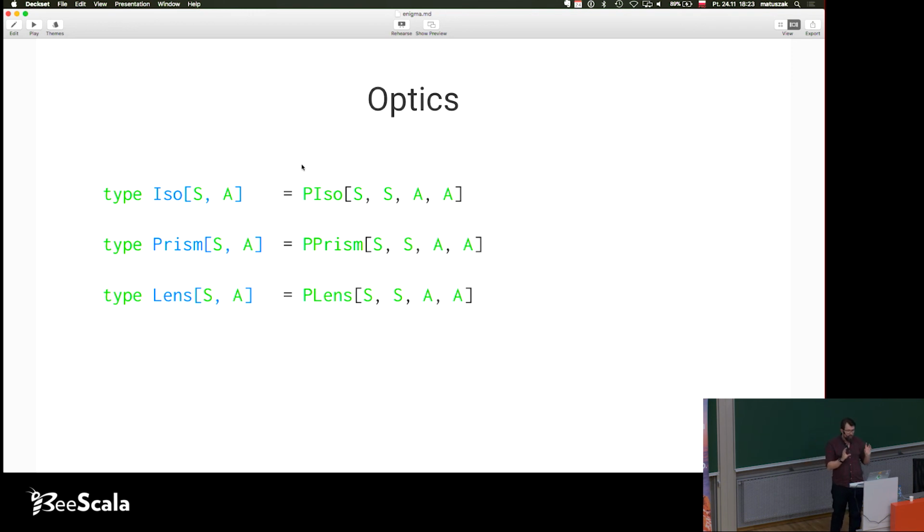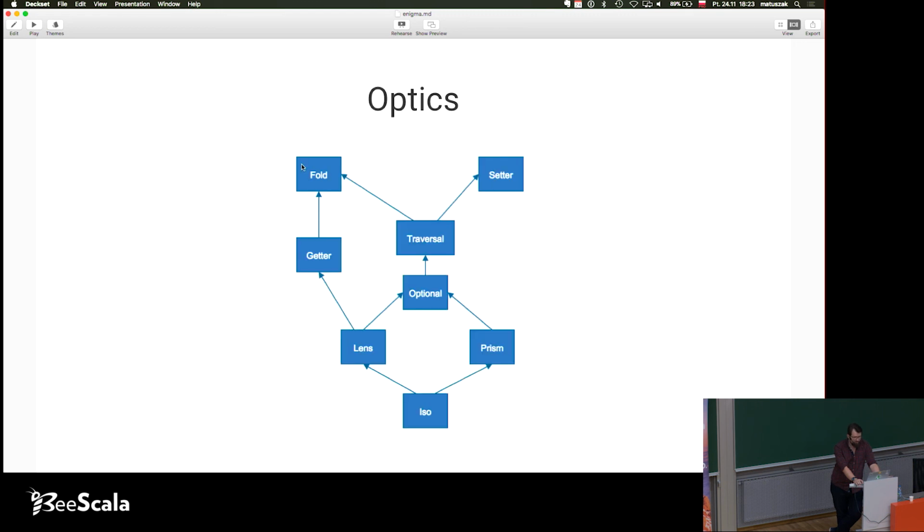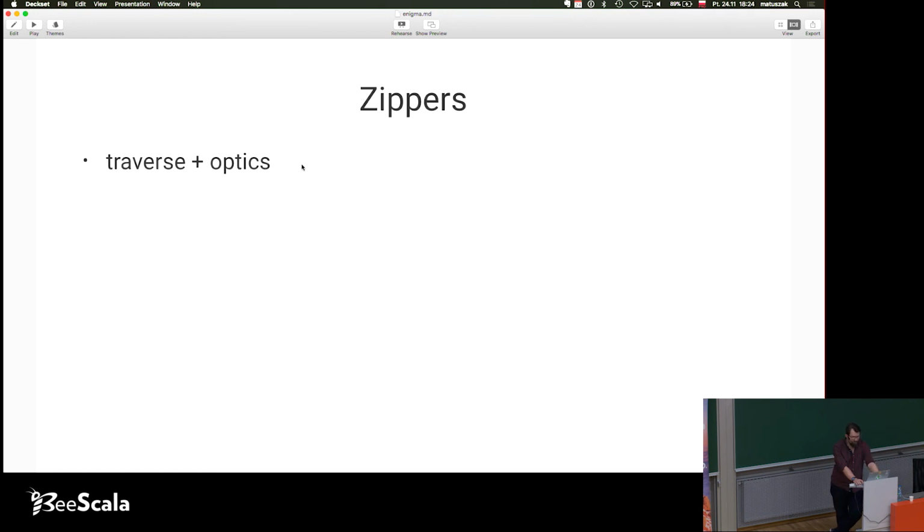When you are working with lens, you are allowed to change the types. So you don't have, for example, just Enigma and car, but you can have Enigma, car, and something else. So you can change the input and output types. There are different implementations, like van Laarhoven or Profunctor, but this is a completely different talk. There are many more optics in the hierarchy. Not even this lists all. And you can implement zippers using traverse and optics, but it's not possible in Scala unless you are using Shapeless.